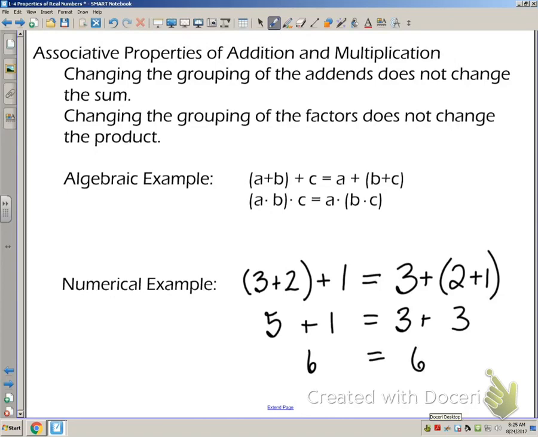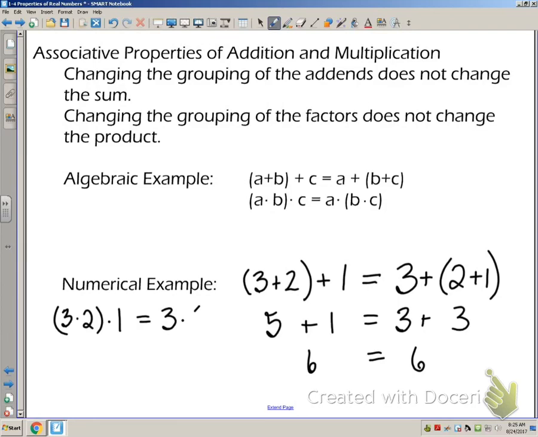Same is true with multiplication. I'll write a little bit smaller over here. Let's just do the same numbers. 3 times 2, times 1, should be equal to 3 times 2 times 1, with the grouping changed. So order of operations, I'm going to do the 6 first times 1. Over here I'm going to do the 2 times 1 first and get 2. 6 times 1 is 6. 3 times 2 is 6.